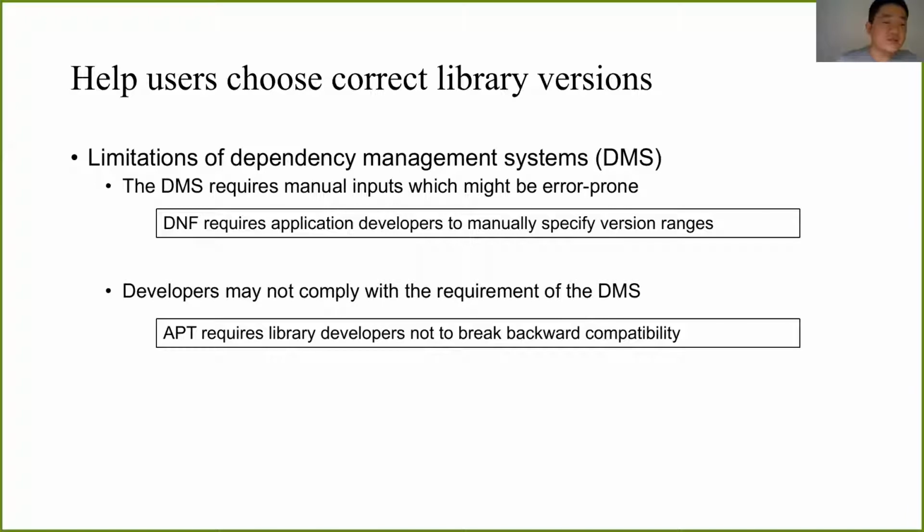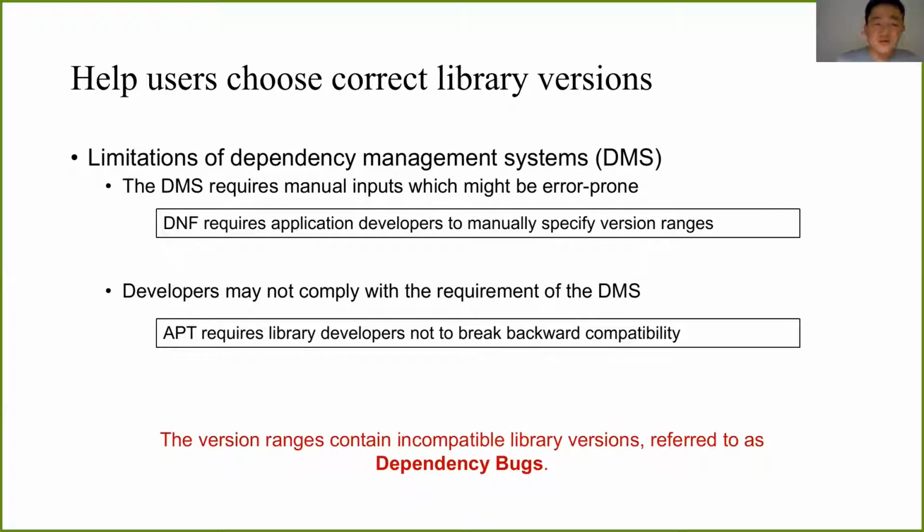Also, APT requires library developers not to break backward compatibility, but there is no mechanism to guarantee this requirement. So developers may unintentionally break backward compatibility. As a result, the version range used by the management systems may contain incompatible versions. In this paper, we say these ranges have dependency bugs.